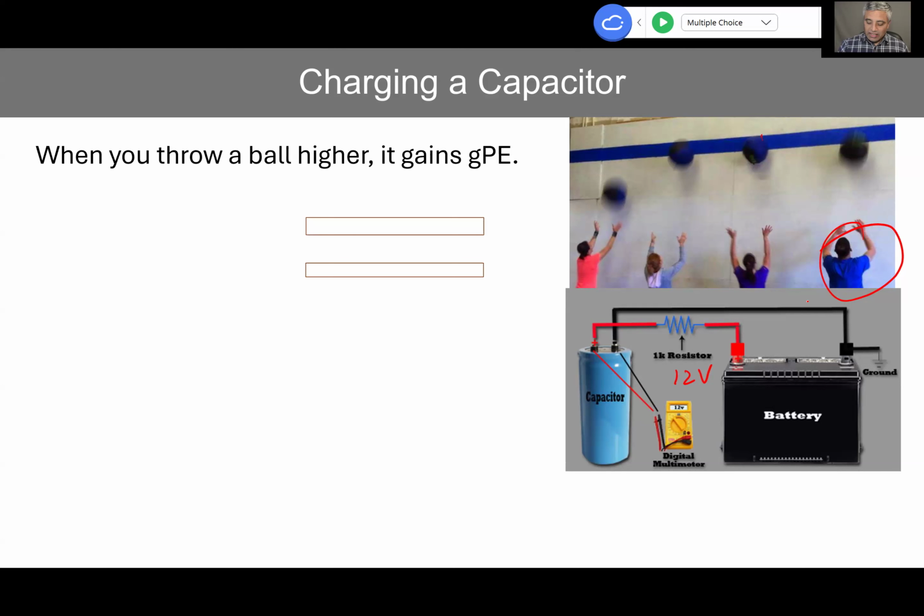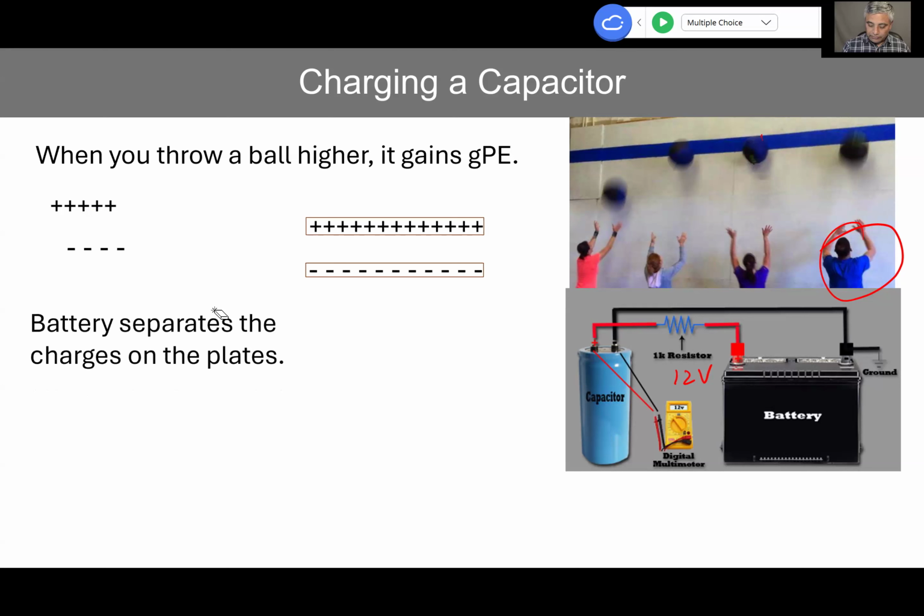Similarly, the battery separates the charge. It makes one plate positively charged and another plate negatively charged by separating. For example, let's say right now there are positive and negative charges. So we separate them like that. That's what happens. So one plate becomes positively charged, another plate becomes negatively charged in this case.